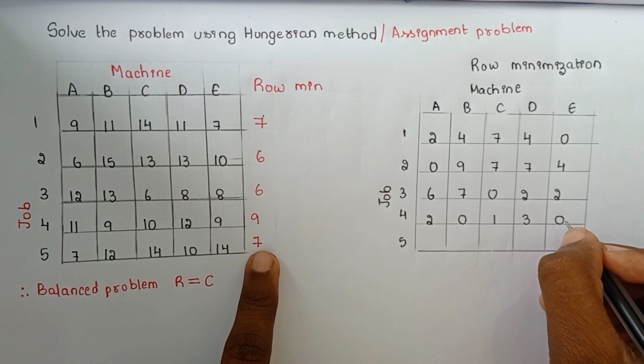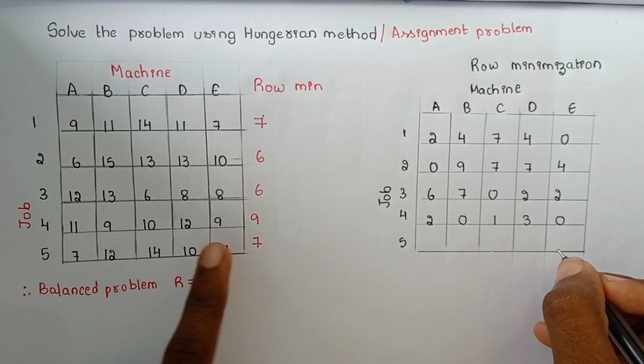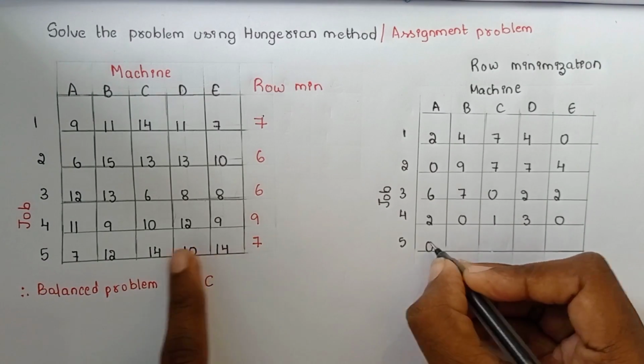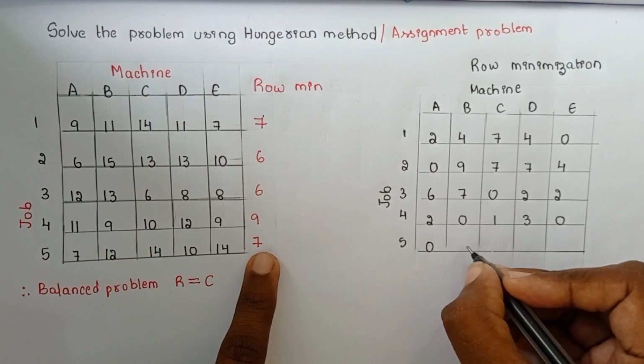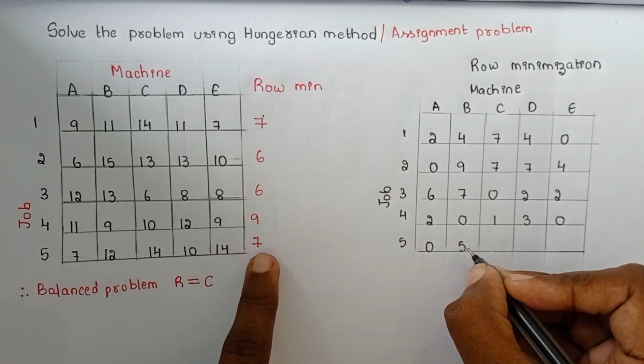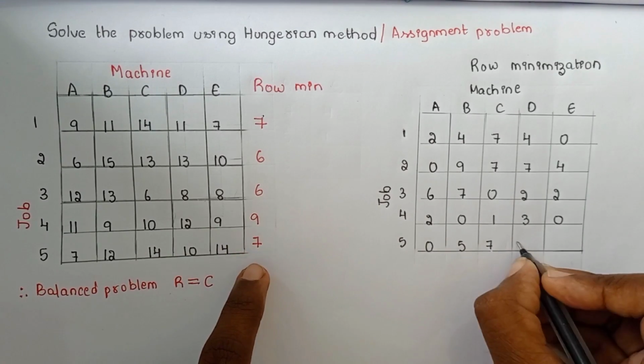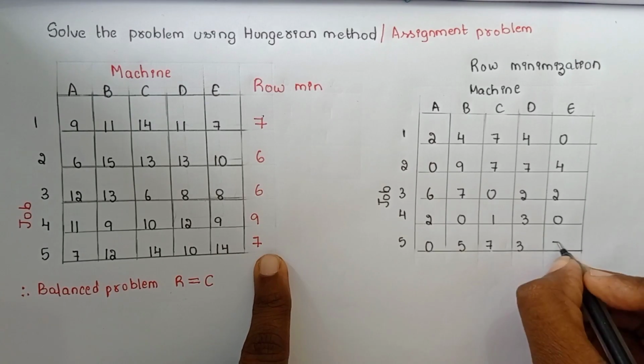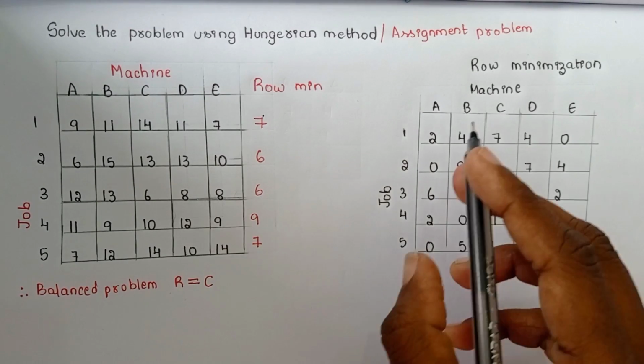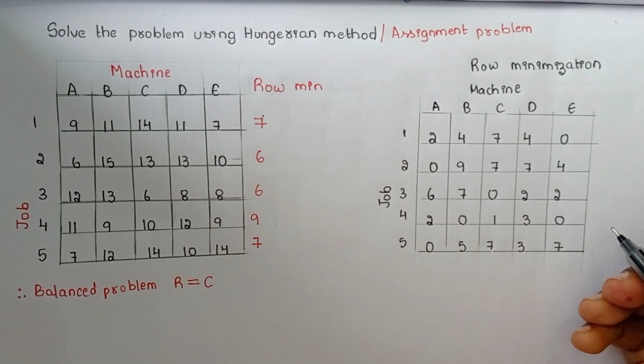In the fifth row, the least value is 7. So 7 minus 7 is 0, 12 minus 7 is 5 and 14 minus 7 is 7 and 10 minus 7 is 3 and 14 minus 7 is 7. So this is the row minimization values.